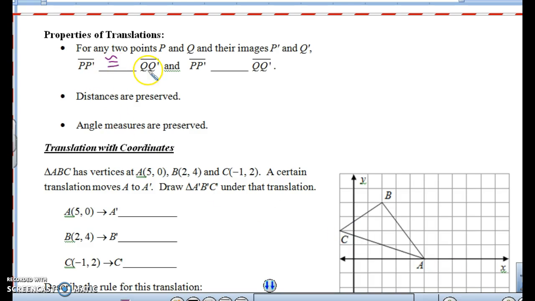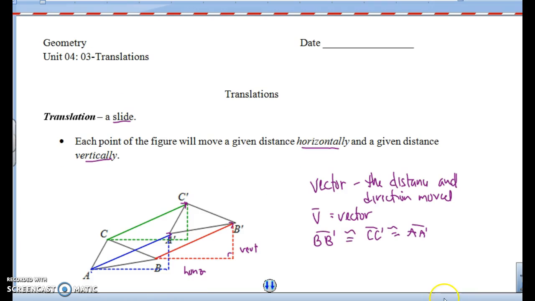Not only are they the same length, they are also parallel to each other. If we look at our vectors here, A, C, and B, since they moved all in the same direction, they will also be parallel. BB prime is parallel to CC prime, is parallel to AA prime. Since they move all in the same direction, all those vector lines are going to be parallel.